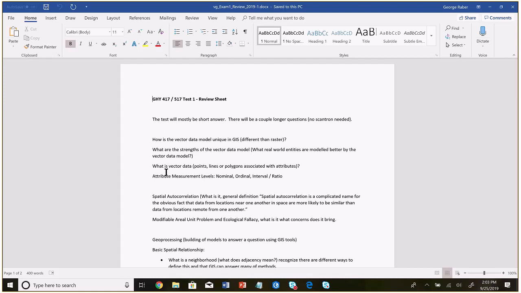Things that are naturally points, lines, and polygons and have definite boundaries fit into the strength of the vector data model. Whereas things that are continuous fields more often are better modeled as raster. You can pretty much model any data set as either one, or any real-world entity as either one. But some fit better in one or the other. So on the test, you might be asked for an example of something that is, and why. Okay.